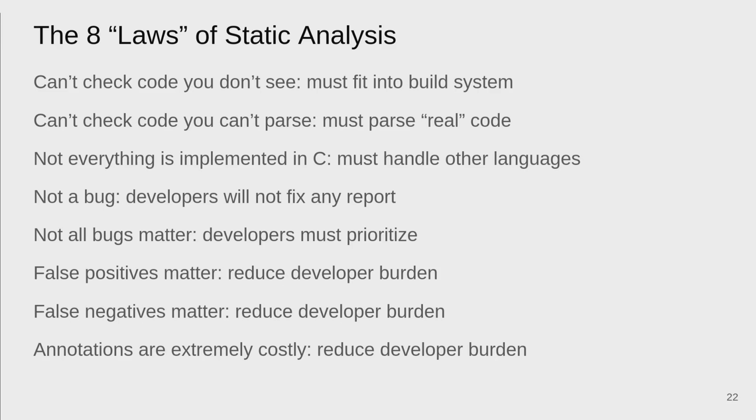Good. False positives matter, right? We have to reduce the developer burden. If the developer has to look at 40 bugs, 50 bugs, 100 bugs for one true bug, they're going to stop using the tool real quick. False negatives matter too, right? If your static analysis tool runs and finds 0 bugs, it's not going to be useful, right? It misses all the bugs that are in your code.